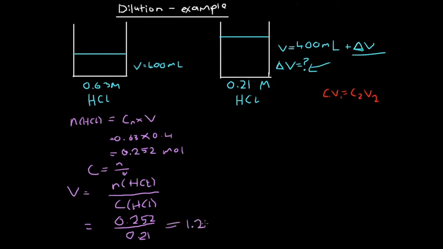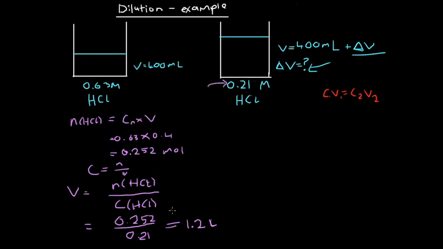That gives us 1.2 litres. So we know that the final volume, once we've added water, needs to be 1.2 litres. If we have 1.2 litres of solution, and we have 0.252 moles of hydrochloric acid, then we're going to get a solution with concentration of 0.21 mole per liter, and that is what we want.